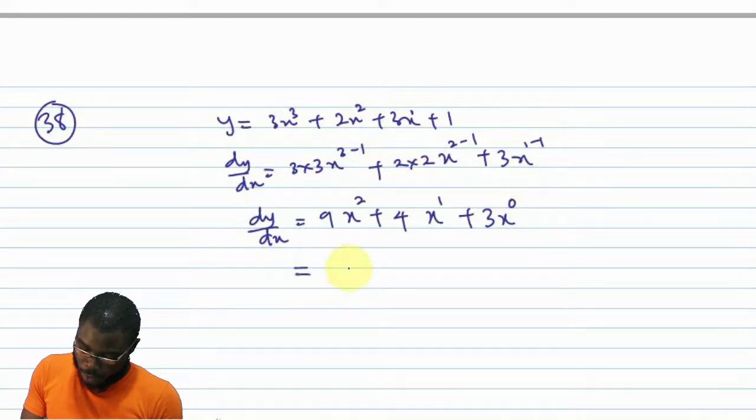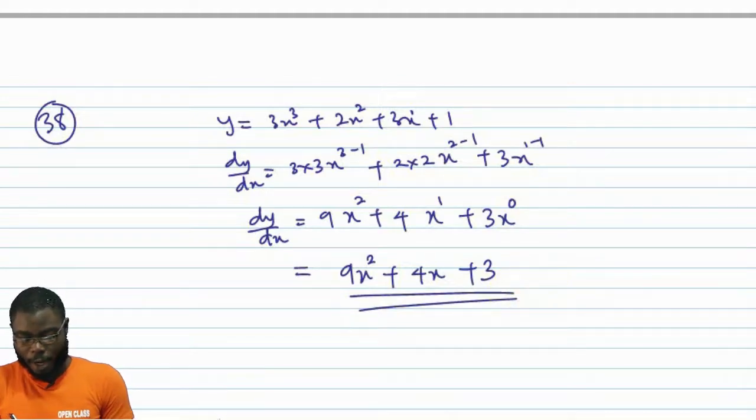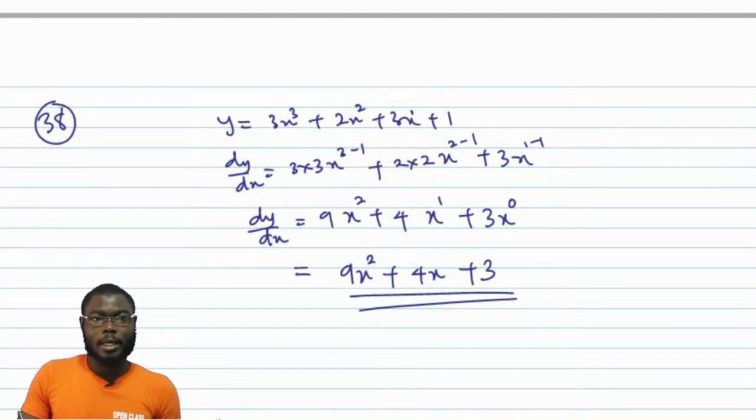So this gives you 9x squared plus 4x, since x raised to the power 1 is x, times 4 you have 4x, plus any number raised to the power 0 apart from 0 is 1, so 1 times 3, you have 3. So we have 9x squared plus 4x plus 3. So your answer is A.